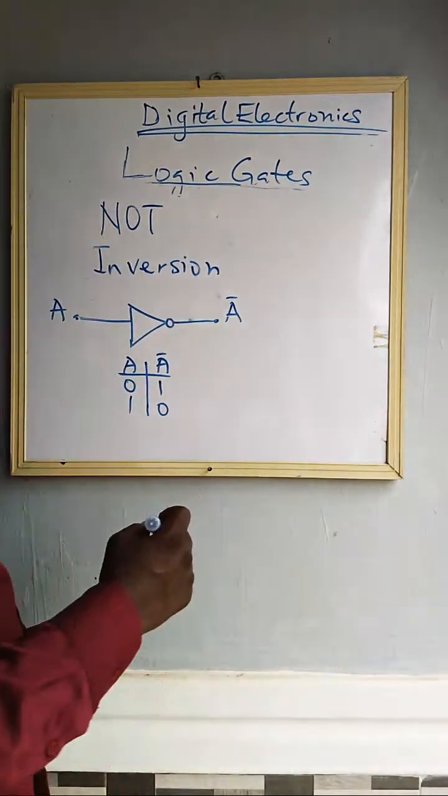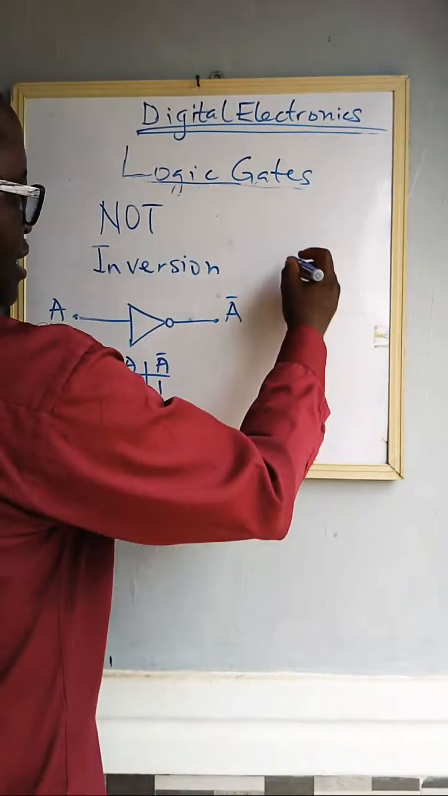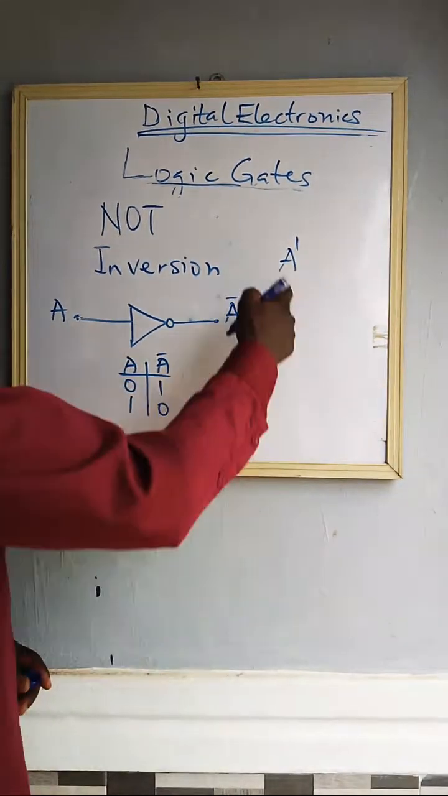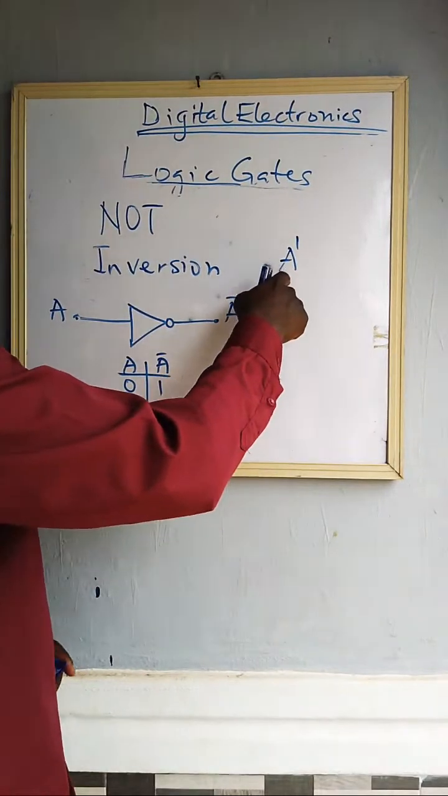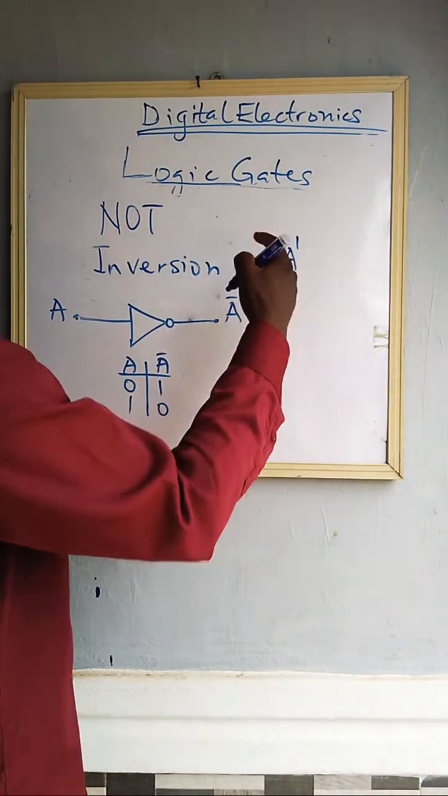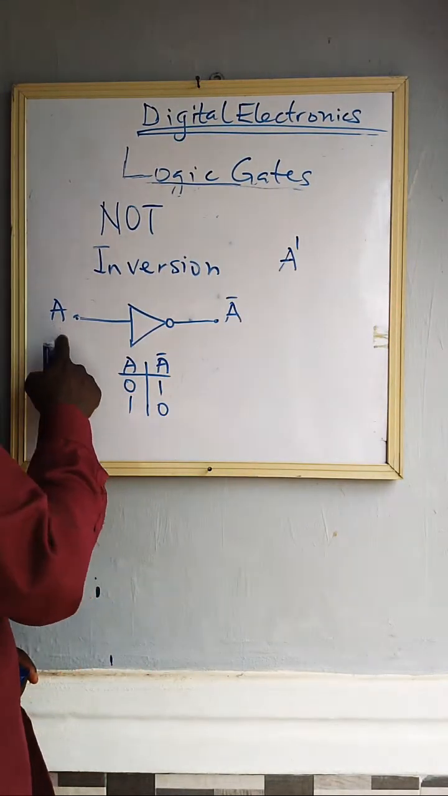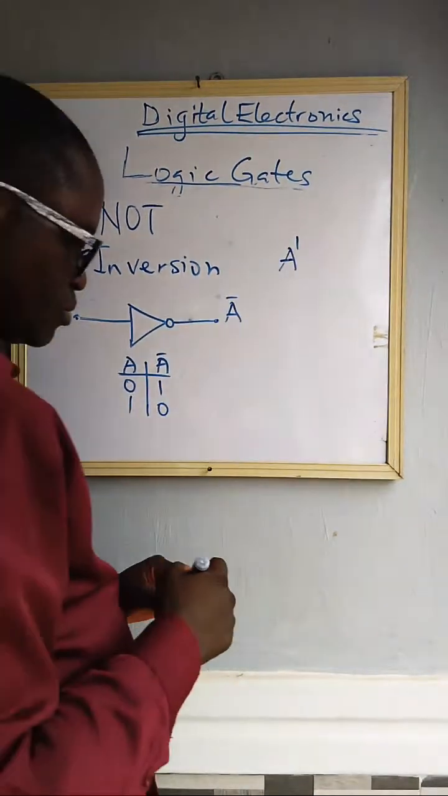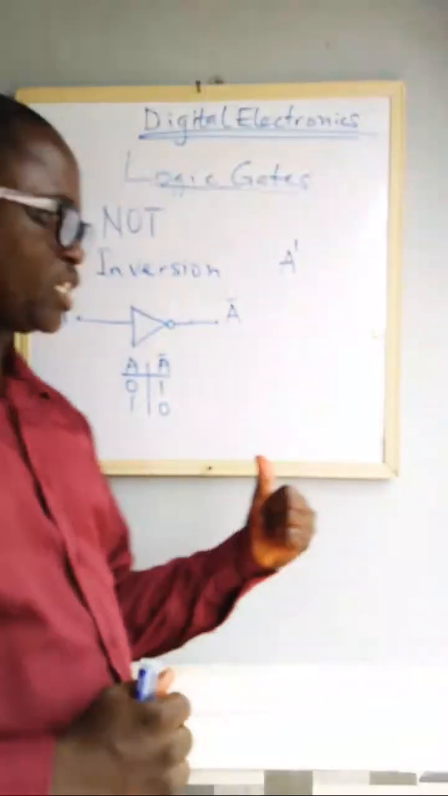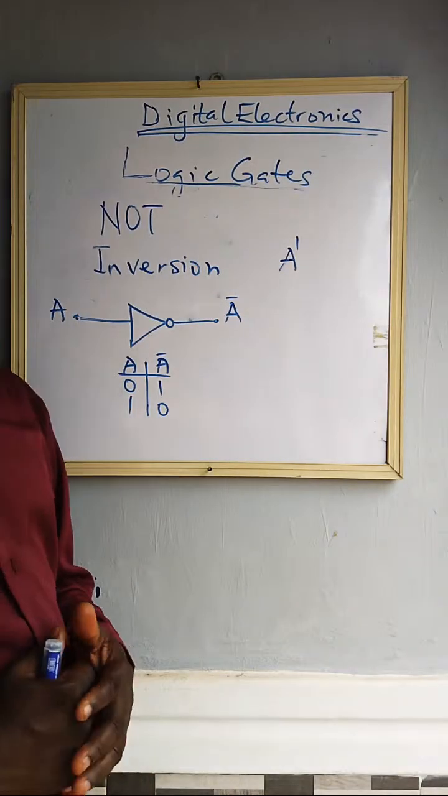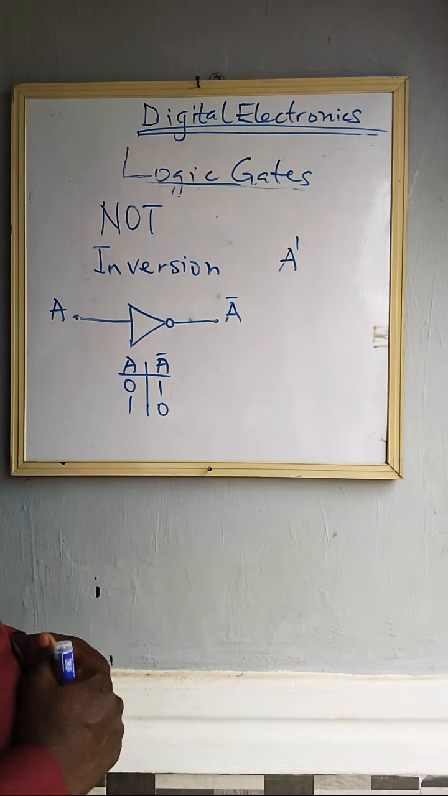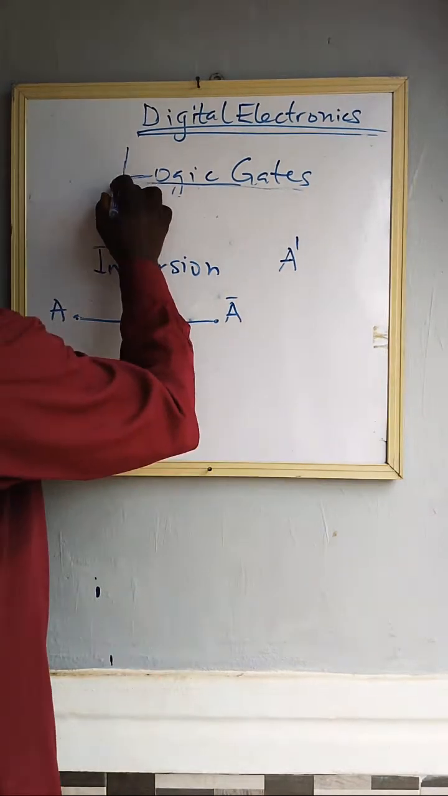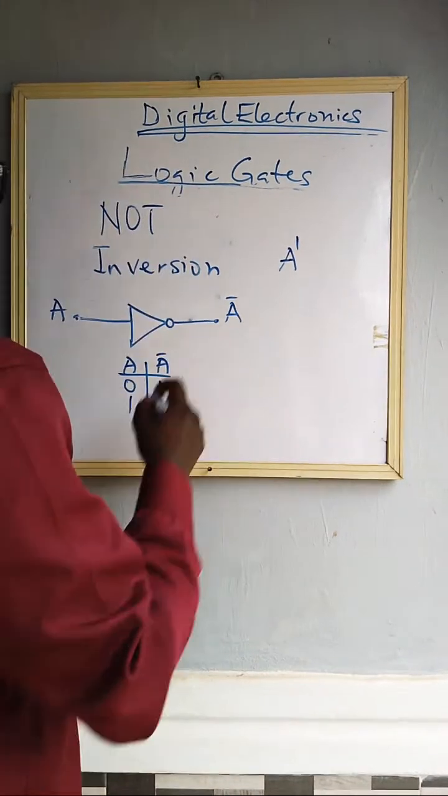In some textbooks, they use a different notation, something like A complement. That is inverted A, the inversion of logic A. So when A is 0, this will be 1. When A is 1, this will be 0. Okay, so that is the NOT gate. This is the way the NOT gate functions. All right, now let's move on to another interesting gate among the logic gates.